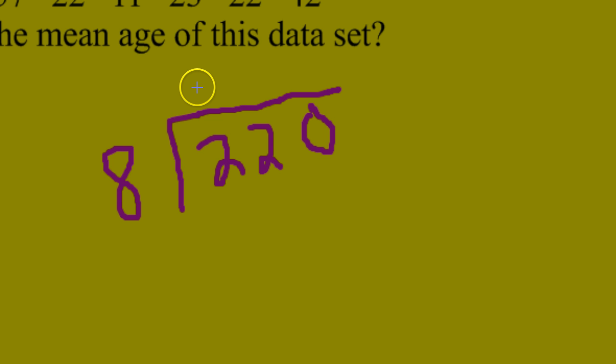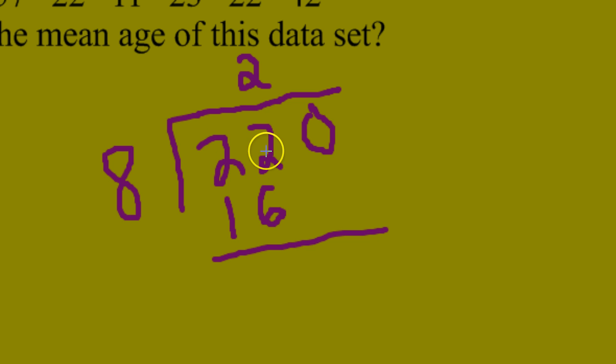8 does not go into 2. I'm comparing my numbers now, so I need to move over 1. 8 does go into 22, and it's going to go 2 times. 8 times 3 is 24, so that's a little bit too big. I can't use it. Okay, 8 times 2 is 16, so I write my 16. And now it's time to subtract.